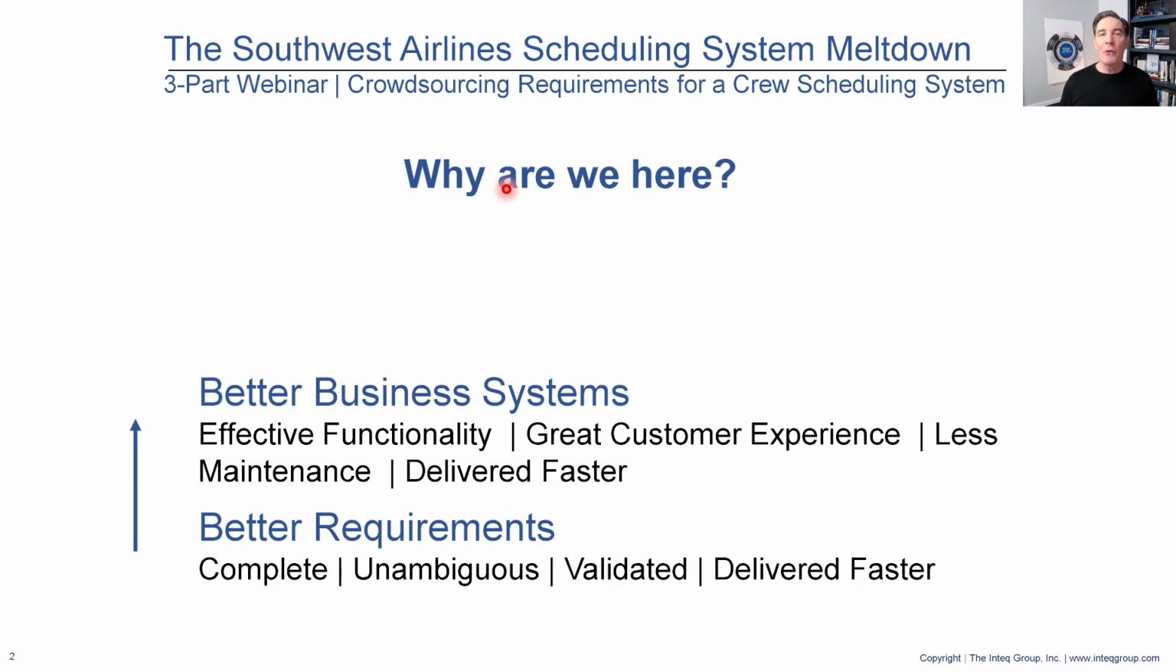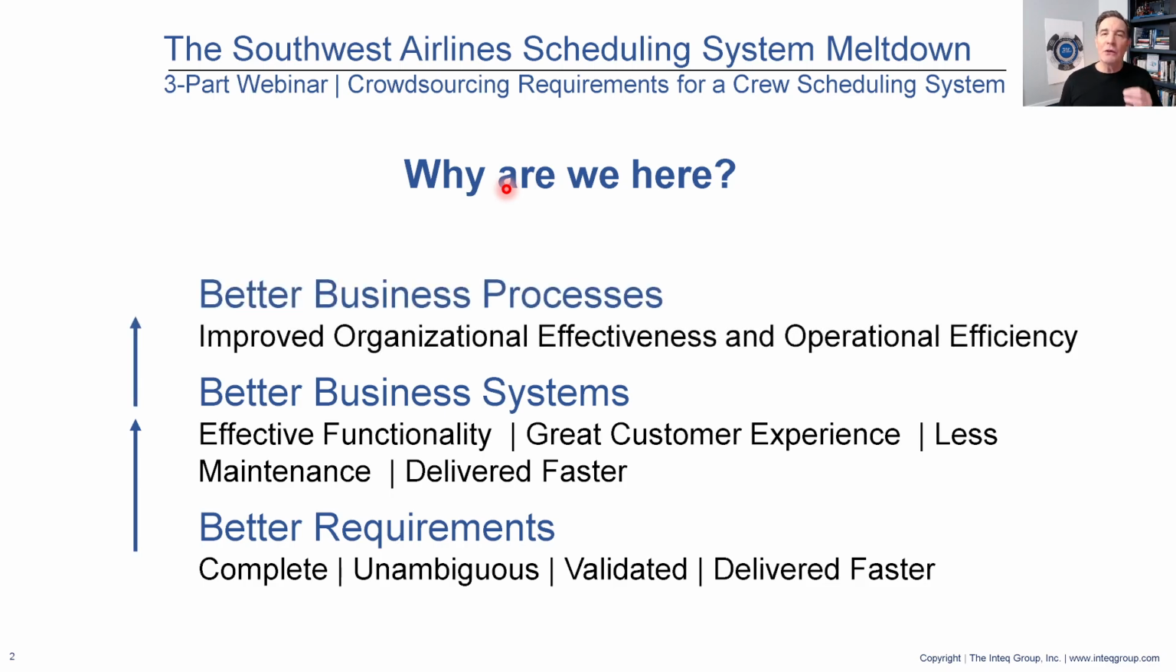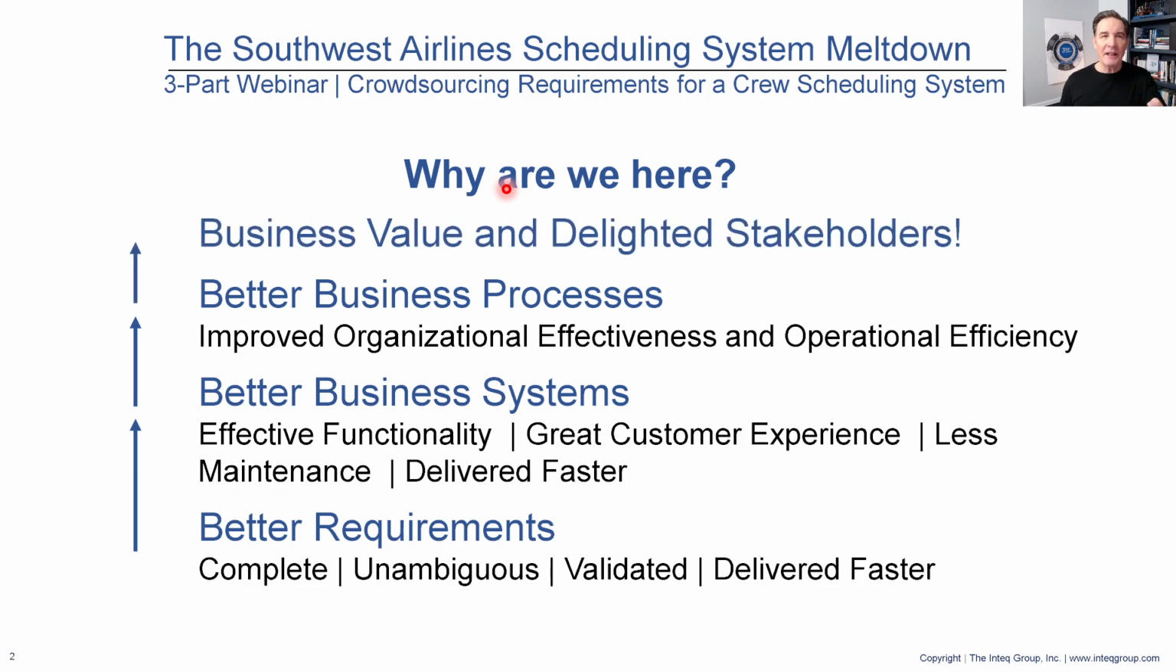But that's still a waypoint as well, because what we're really trying to do is enable better business process. Improve business process, improve effectiveness, efficiency, these kinds of things. Because business process is what creates value for our customers, internal and external, and delights our stakeholders. So really it's all dependent on one another. Great requirements lead to better business systems, better business systems lead to better process, and better business process creates tremendous value for our customers and our organization as well.